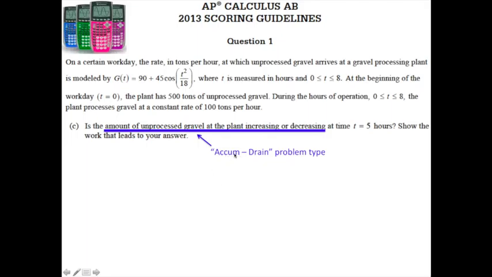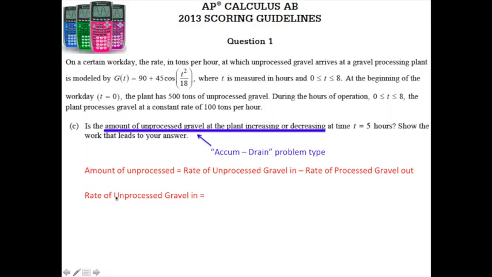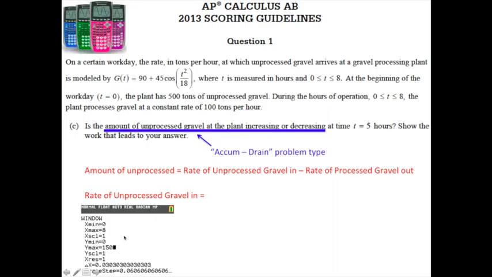So we have to take that accumulation and subtract off this drain. So it's an amount, which means we have the rate of unprocessed gravel in minus the rate of gravel out, or processed gravel, so to speak. The rate of unprocessed gravel in, we did that in part B. I'm going to show this graphically.